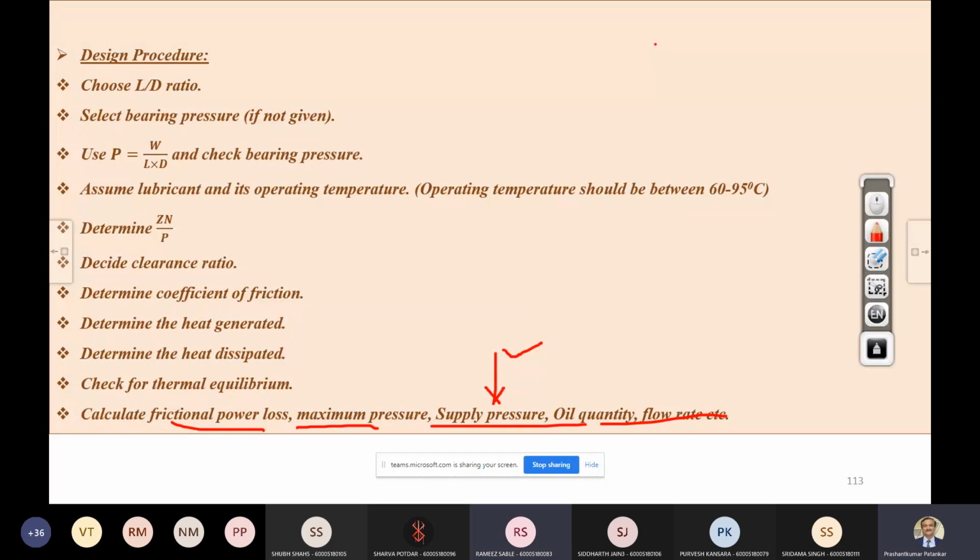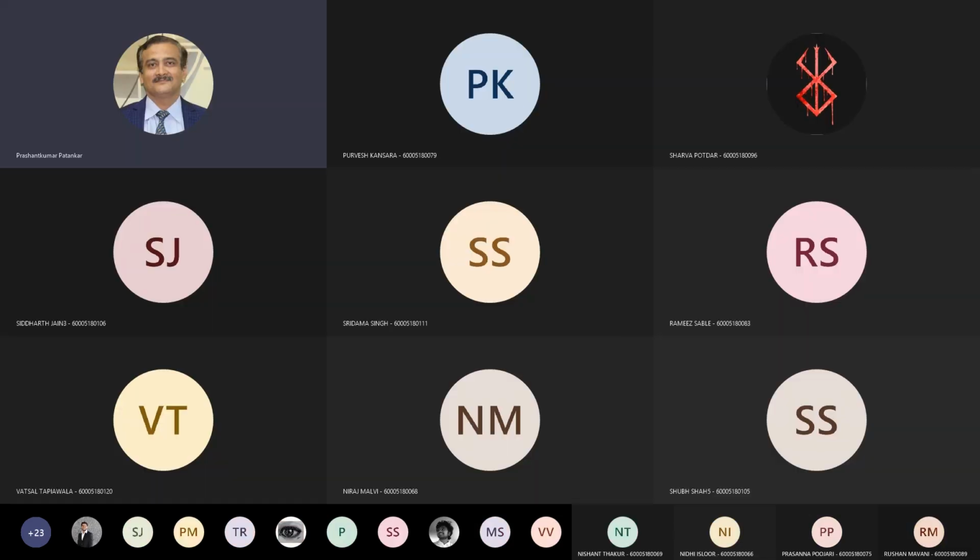Yes, sir. Okay, so we will stop here, and in the next lecture I will start with the actual design problem.